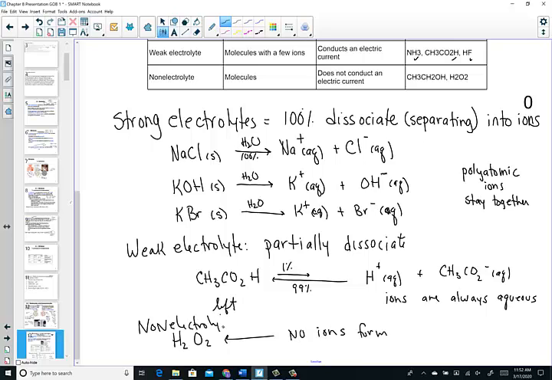So here we have some examples of strong electrolytes, 100% separate into aqueous ions. Weak electrolytes that just partially dissociate into aqueous ions, and the non-electrolytes that are not built of ions at all and therefore cannot separate. We've distinguished between strong, weak, and non-electrolytes and have provided examples of each.